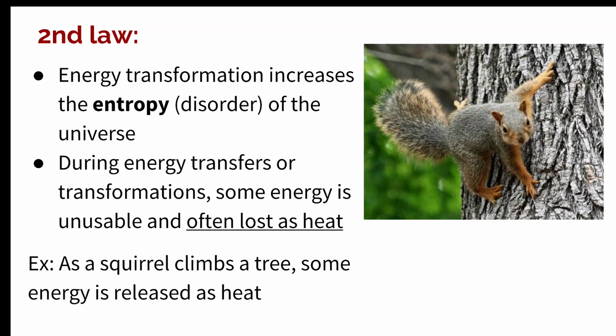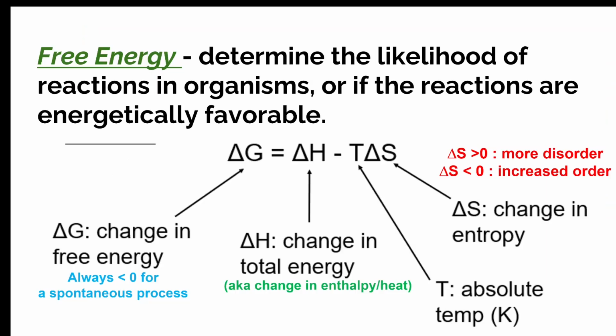So here's our example: as a squirrel climbs a tree, some energy is going to be released as heat, not only within the muscle fibers of the squirrel, but also there's going to be a little bit of friction between the pads of the paws of the squirrel and the bark of the tree. There's going to be friction so that the squirrel can climb up, and with friction, there's heat. It's going to be a minuscule amount, not something that we could probably measure with an instrument, but there is a loss of heat there. So just keep that in mind, that in the second law, as we transfer from one energy source to another, a lot of energy is lost, usually in the form of heat.